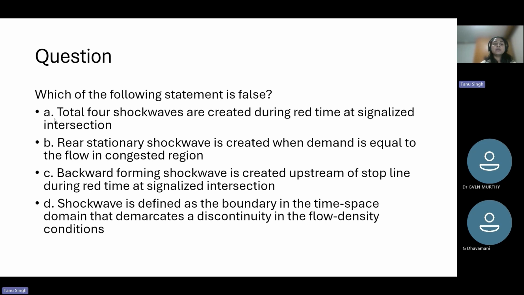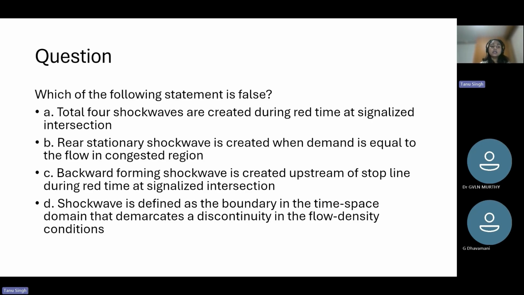Now the second statement is rear stationary shock wave is created when demand is equal to the flow in the congested region. That is false. In the rear stationary shock wave condition, what we have seen is that the number of vehicles arriving equals the number of vehicles dissipating at the rear end of the queue. So that is defined as the rear stationary shock wave.